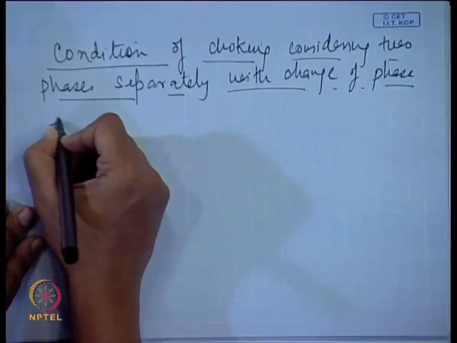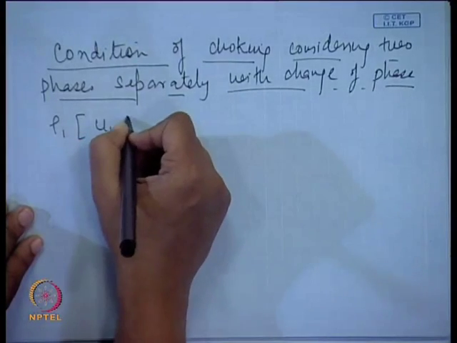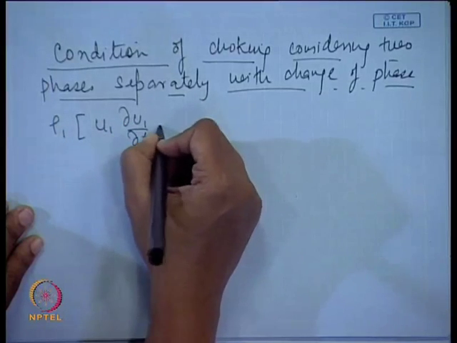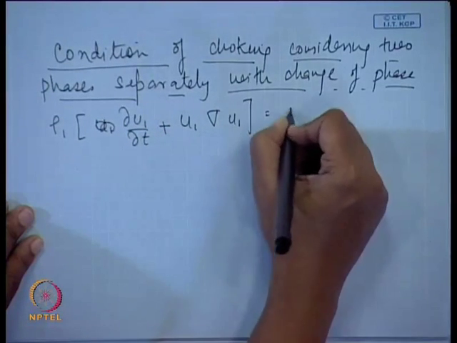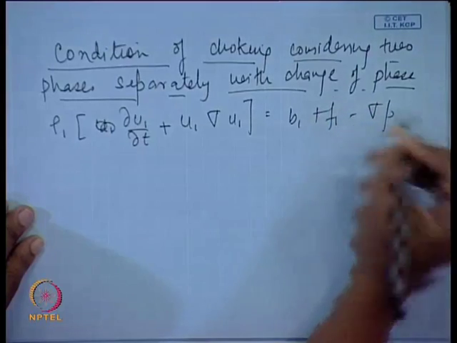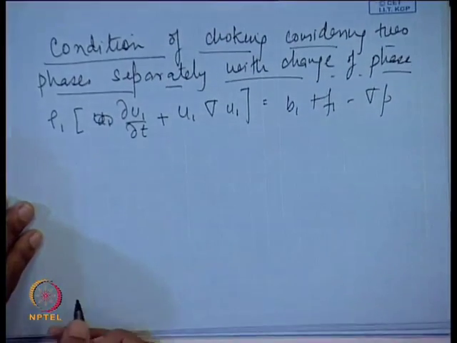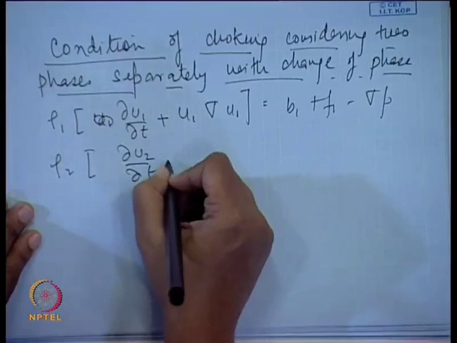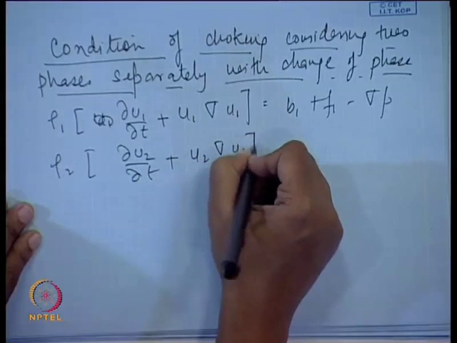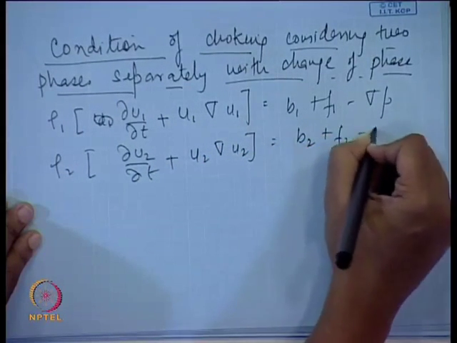Okay. So, if you remember, in the last to last class, we had derived the basic equations for the two fluid model. The basic was rho 1 u 1 del u 1 del t, u 1 delta u 1, this was equal to b 1 plus f 1 minus delta p, is it not? From there, I will just recapitulate a few things so that you remember. This is rho 2 del u 2 del t plus u 2 delta u 2 equals b 2 plus f 2 minus delta p.